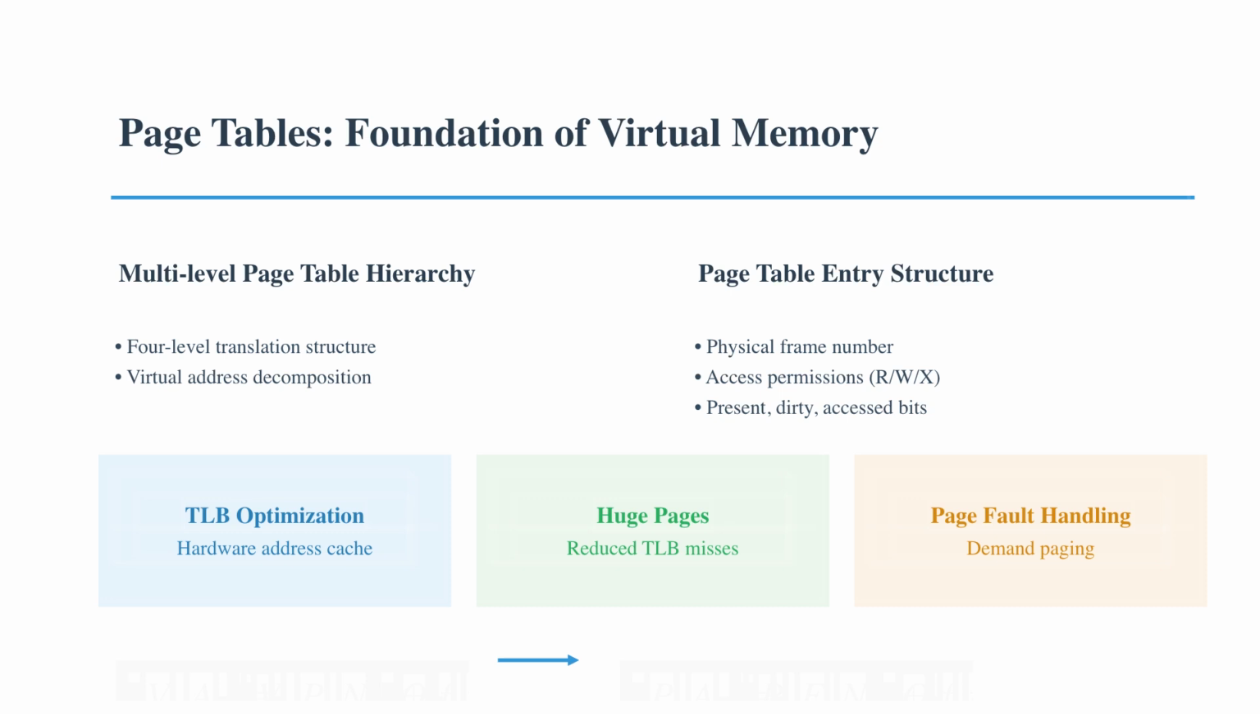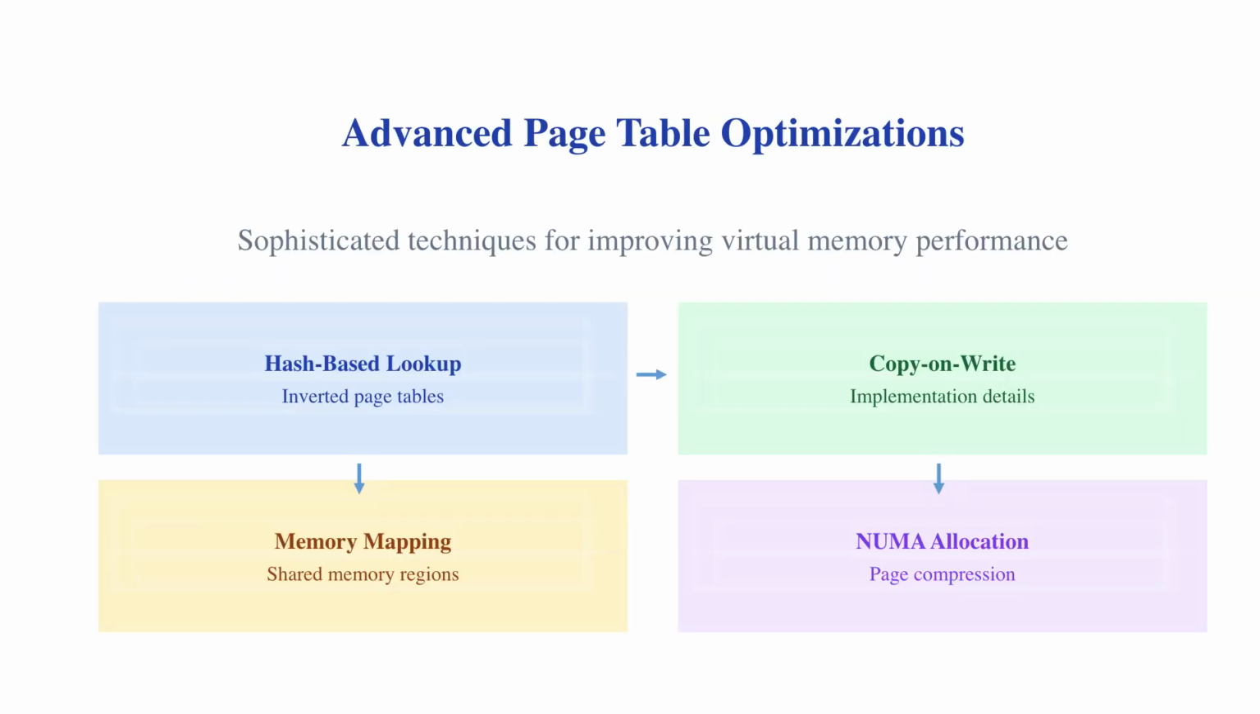In x86-64 systems, we typically see a four-level translation structure. The virtual address is cleverly partitioned into multiple page table indices, allowing us to traverse from the top-level page directory down to the actual page frame.